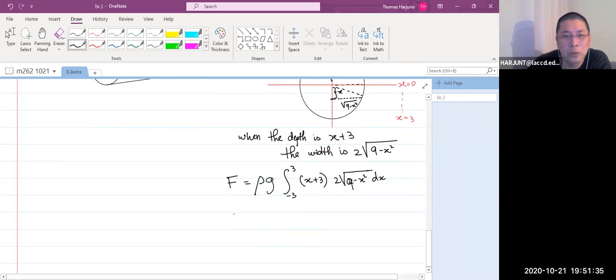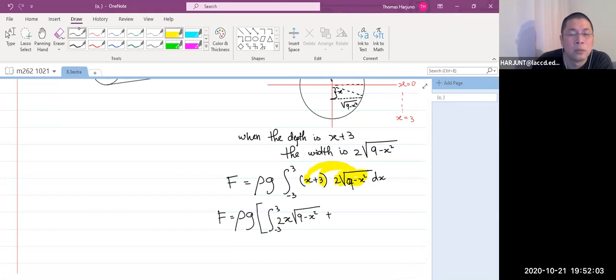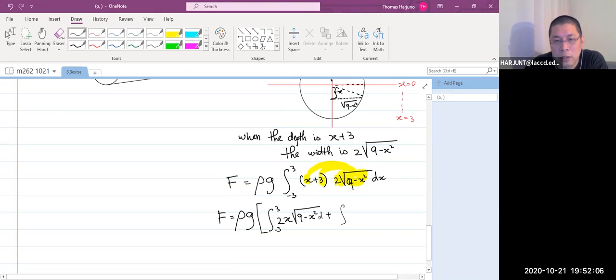Now how do we compute this? Try to benefit from the pattern of that integral. This is rho g times the integral from -3 to 3 of x times 2 times square root of 9 minus x squared, plus, so I distribute against x and against 3, plus the integral from -3 to 3 of 6 square root of 9 minus x squared dx.